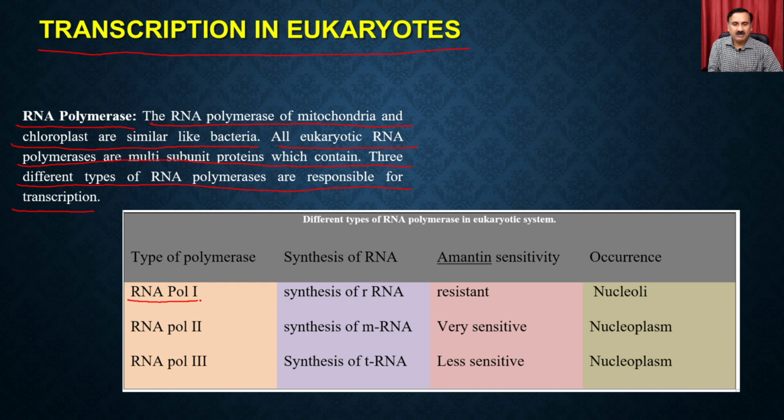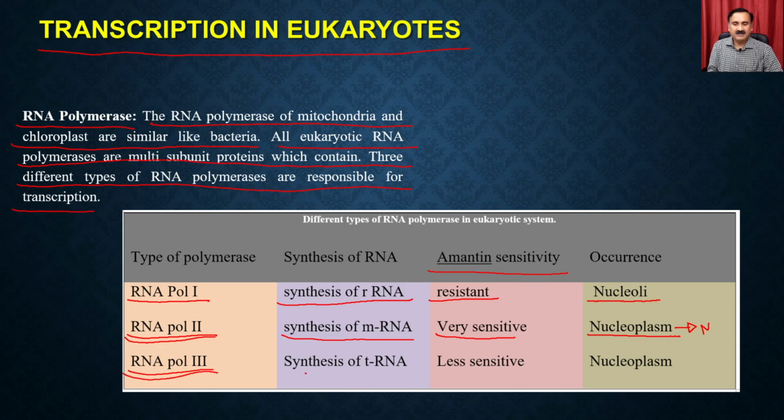You can have RNA polymerase 1, RNA polymerase 2, and RNA polymerase 3. RNA polymerase 1 is required for the synthesis of ribosomal RNA, and it is resistant to amanitin, and it is present inside the nucleoli. Then we have RNA polymerase 2. RNA polymerase 2 is responsible for the synthesis of messenger RNA, and it is very sensitive to amanitin treatment, and it is present in the nucleoplasm, which means it is present inside the nucleus. And then we have RNA polymerase 3.